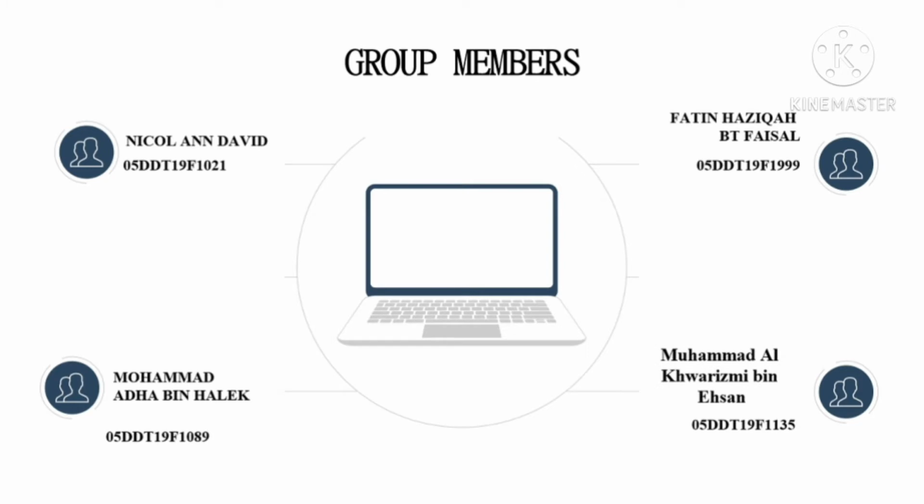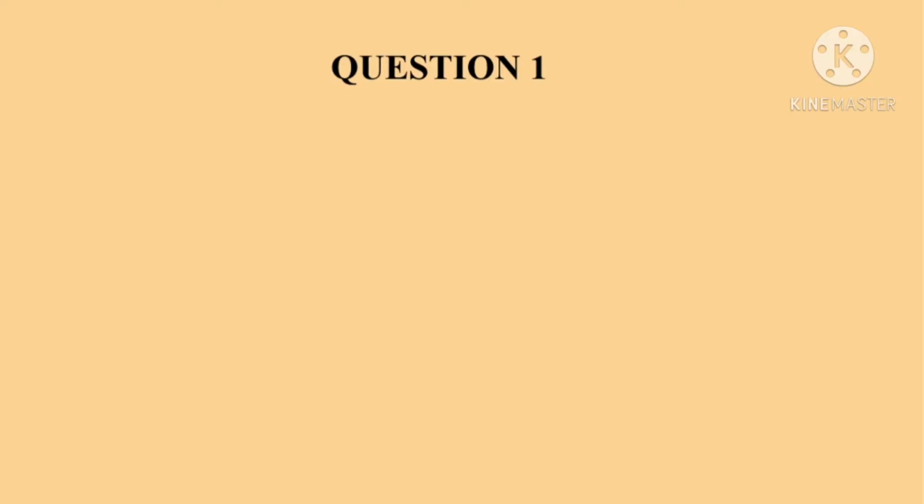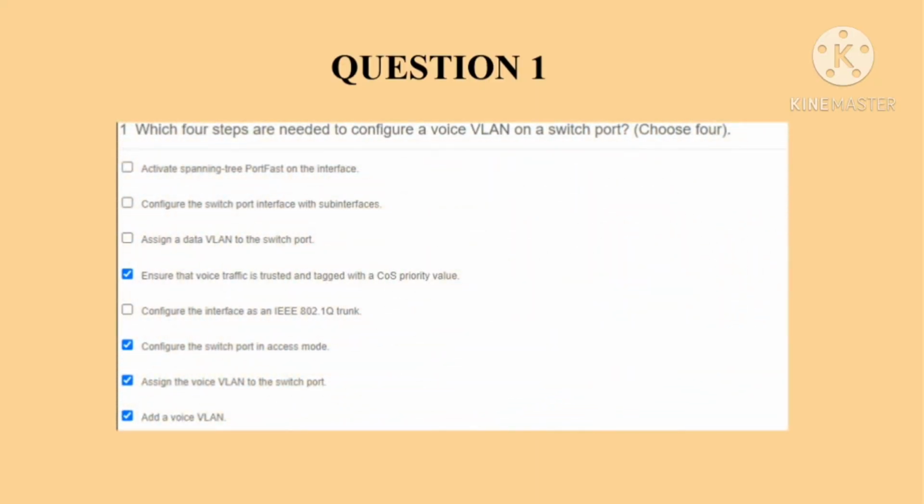So for me, I answer question number 1 until number 5. Question number 1. Which 4 steps are needed to configure a voice VLAN on the switch port? Choose 4. So number 1, I choose ensure that voice traffic is trusted and tagged with a COS priority value. Second is configure the switch port in access mode. Third is assign the voice VLAN to the switch port. And the fourth is add a voice VLAN.